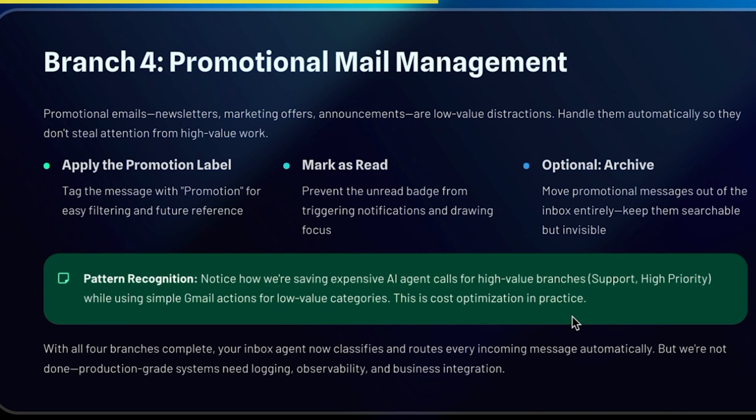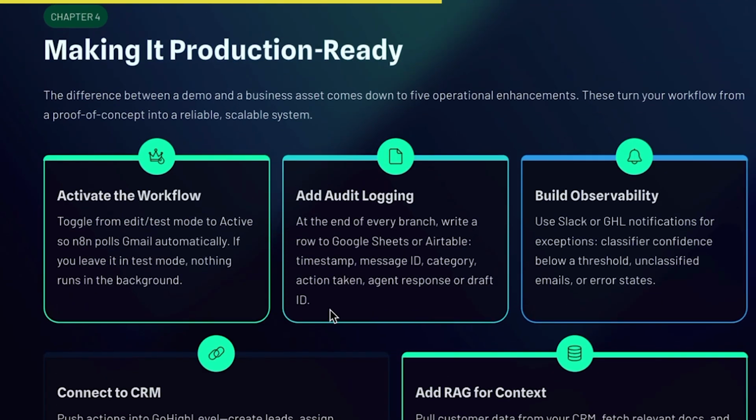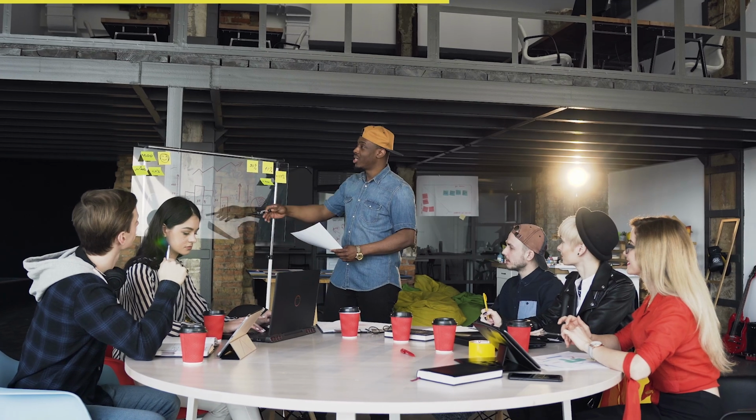Perfect. Brilliant. So, chapter 4, making it production ready. Now that we've talked about the theory behind all 3 of those agents, feel free to add any existing flows in there. Let's move on to making it production ready, which is basically the difference between a demo and a business asset. It comes down to 5 operational enhancements. These turn your workflows from proof of concept into a reliable, scalable system.